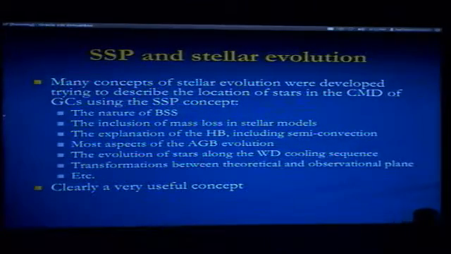This is something that should be noticed immediately, and in fact it was. But since it was not understood, people didn't care too much. Many concepts of stellar evolution were developed to explain the location of stars in the color magnitude diagram of globular clusters using the single stellar population concept. Ideas like the nature of the blue stragglers, the need to include mass loss in the stellar models. This is what we saw yesterday about RR Lyrae. The first direct evidence of mass loss from stars came from the observation of RR Lyrae in globular clusters.